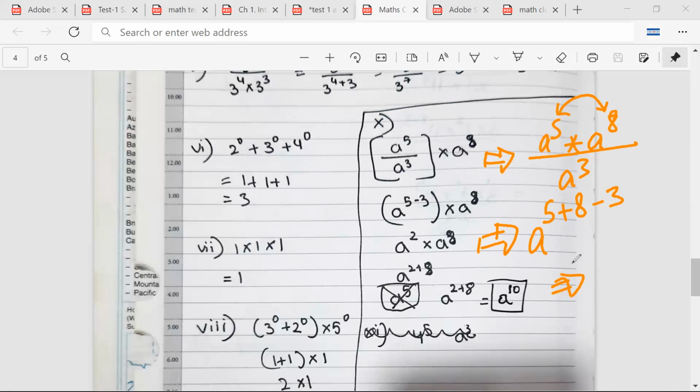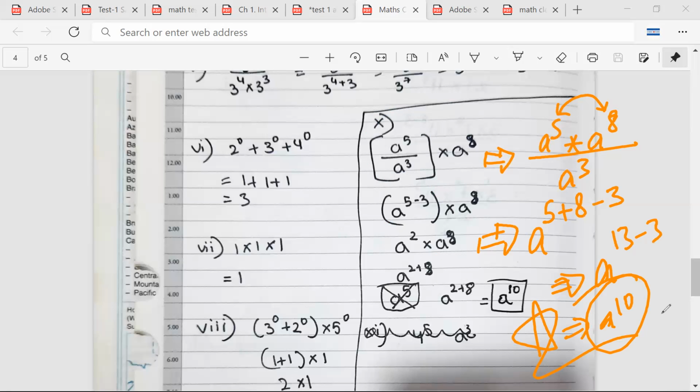No, sir. Sanviji, any doubt? No, sir. So this will be 13 minus 3. This will be equal to a raised to power 10. Any doubt? No, sir. Aishwarya, any doubt?